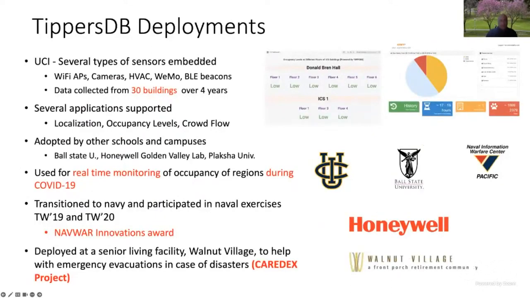TripleDB has been built, and it's still under development, but portions of it have been built, and it has been deployed in several places. It has been deployed at UCI, used with a variety of different sensors, in about 30 buildings on our campus. It's used for a variety of applications such as localization, occupancy levels, and flow control. One of the main uses was during COVID times, when we used the system to determine how many people flow through different parts of different buildings, what the occupancy levels of different buildings are, and so on. It's also been adopted by other schools and campuses, some of which I've listed below.